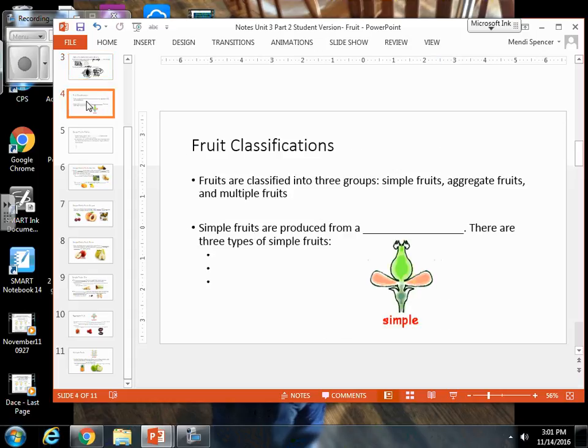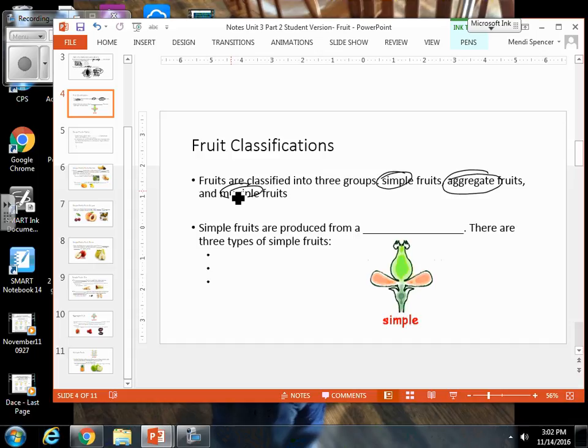So when we're looking at fruit, there's a bunch of different ways we can classify it. And you guys have all seen different types of fruit at the store. You just never really realized what you were looking at. So there's three different groups of fruit. Those are simple, aggregate, and multiple. So let's first look at our simple fruits. There's actually the widest variety of simple fruits that we're going to cover in this class.